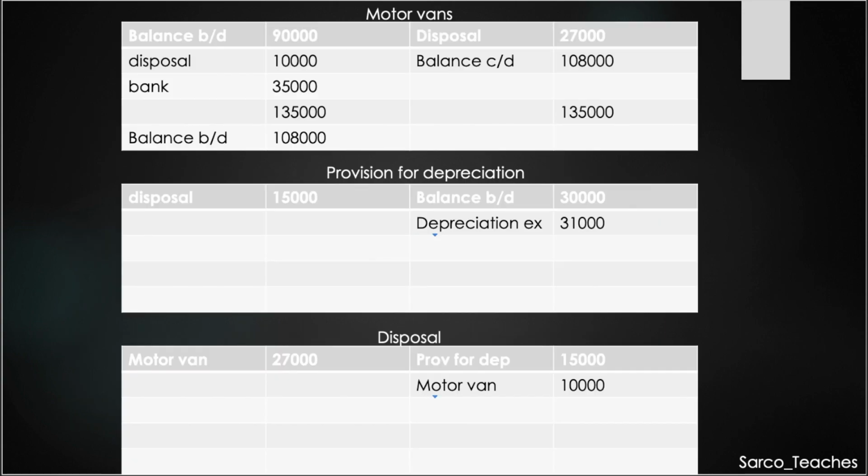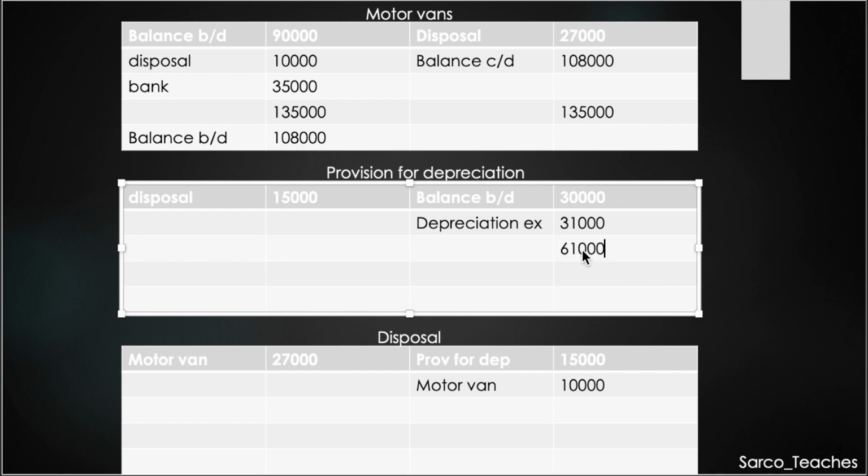So we close off the provision for depreciation account first. We get a total of 61,000 on both sides first of all. So you write 61,000. And then obviously the debit side, you need to include something to balance them off. So you write 46,000 because 61,000 minus 15,000 equals 46,000. And we label it as balance carried down on the debit side, and we label it as balance brought down on the credit side. And then this last bit is a bit complicated, but it's very easy.